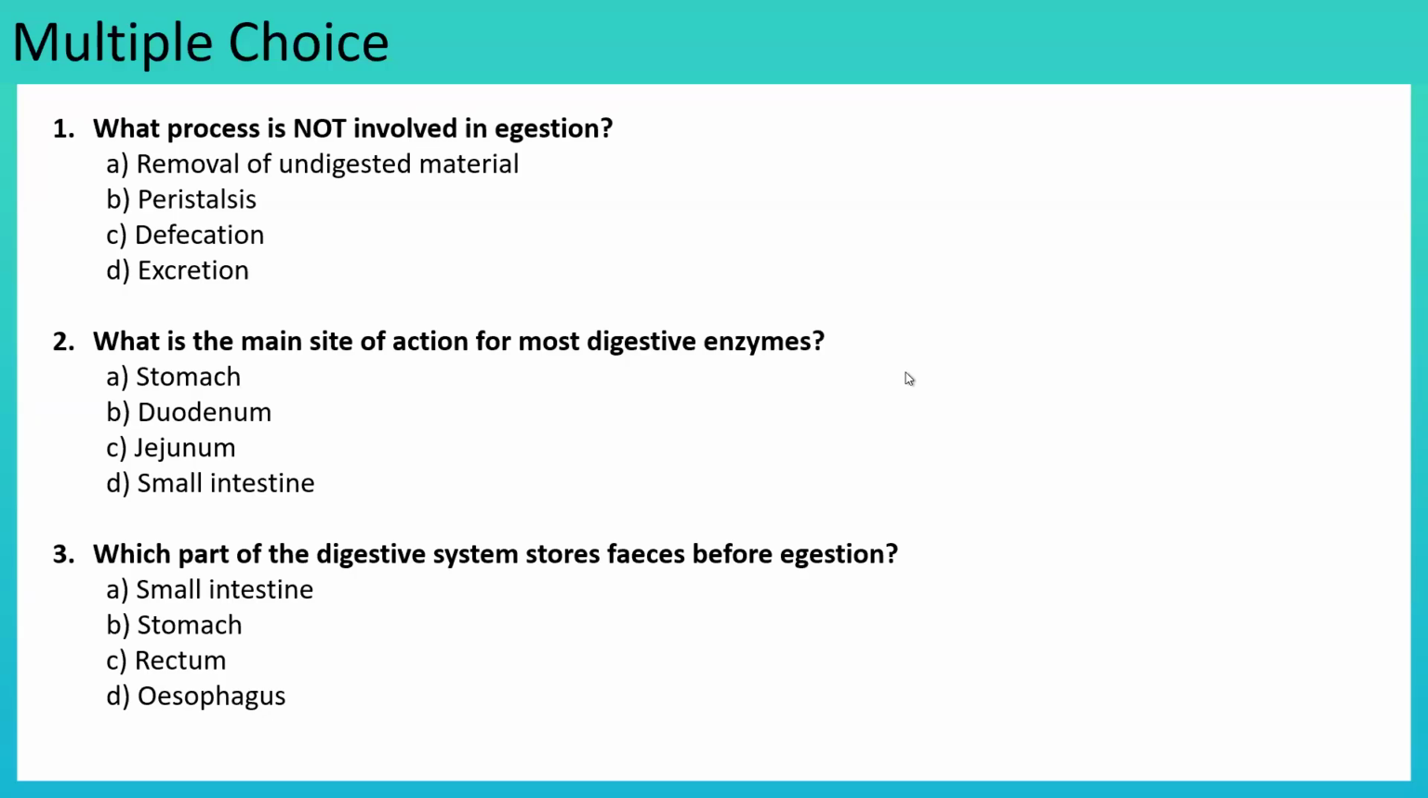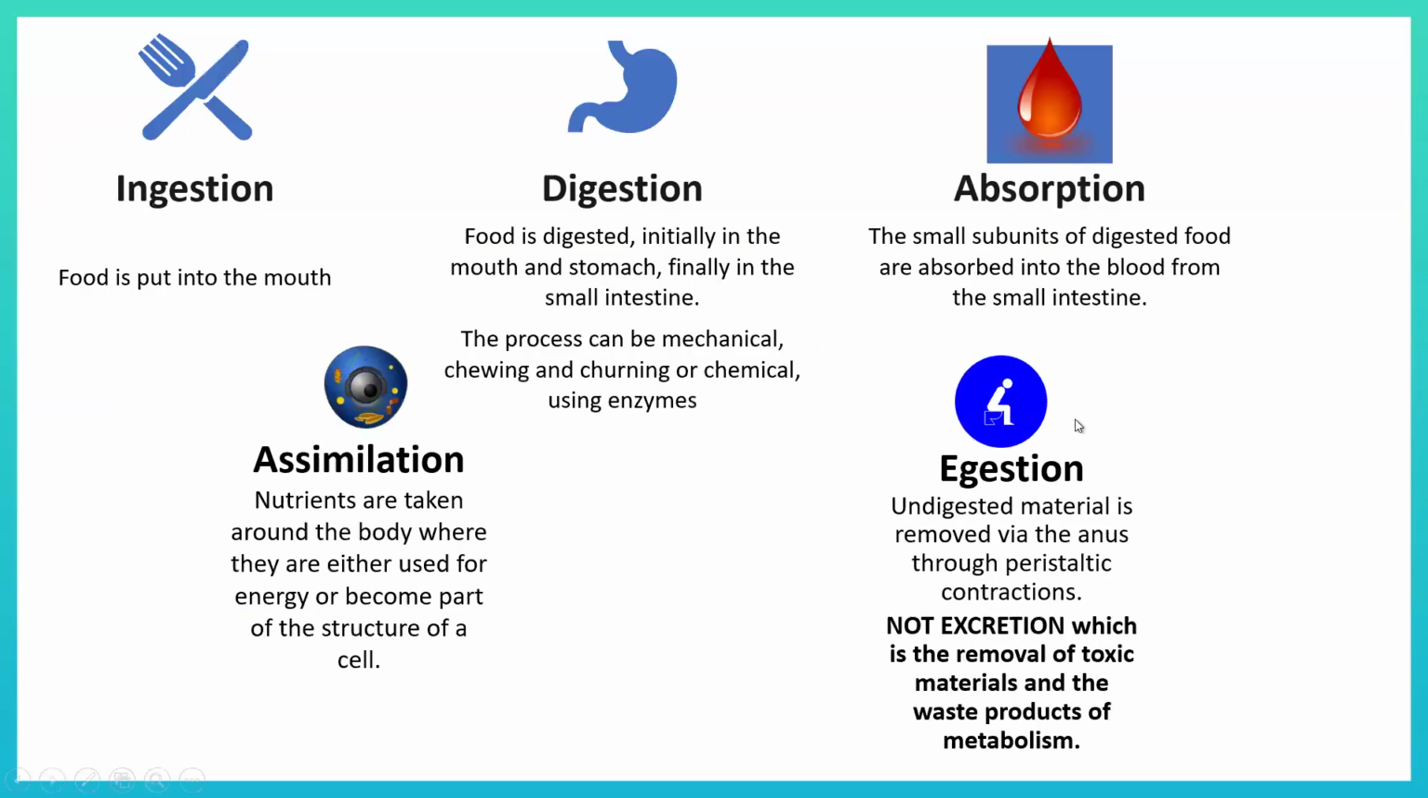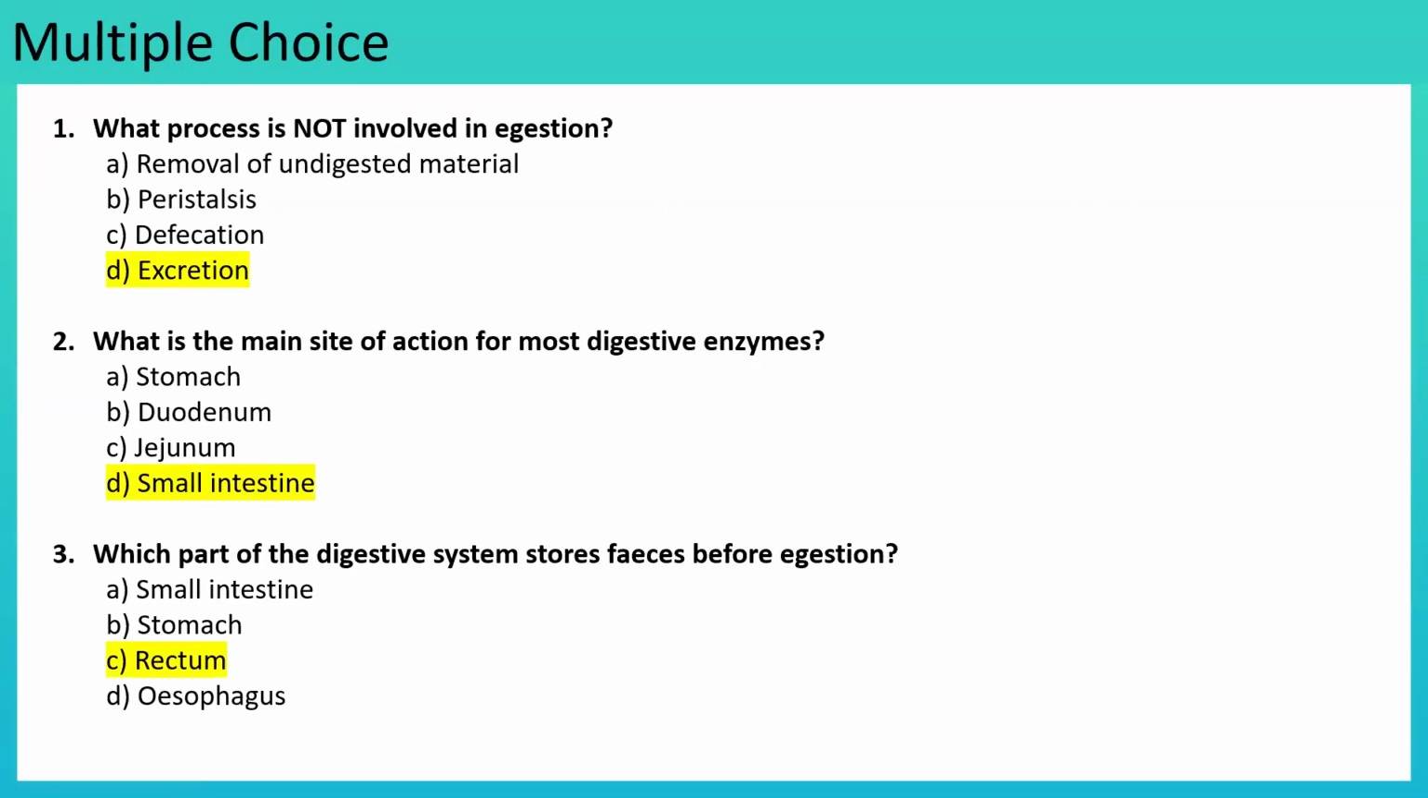I'll pop those answers up for you. Right. So egestion does not involve excretion, because to excrete something, it has to be a metabolite. It has to have been made in your body, like carbon dioxide. We're removing the undigested material, the fiber. Defecation is the process where peristalsis, alternate contraction, pushes the feces out.